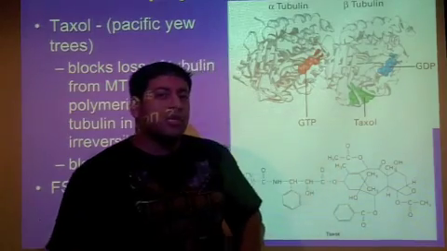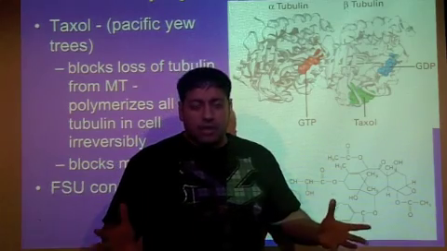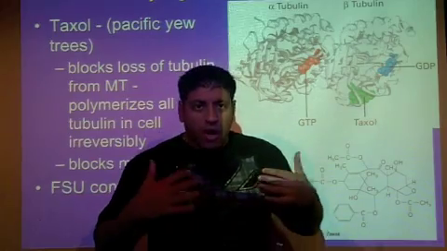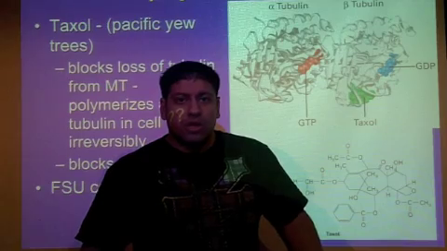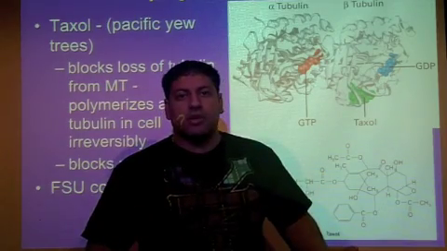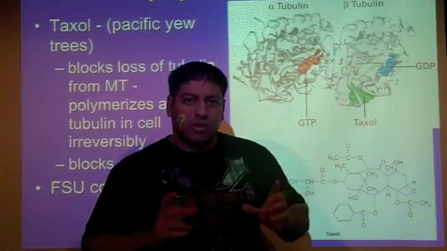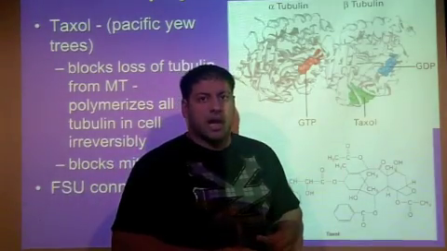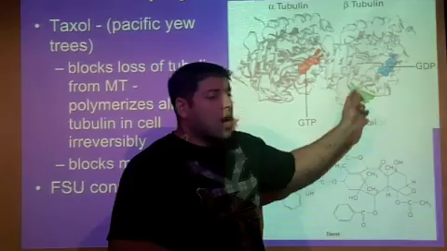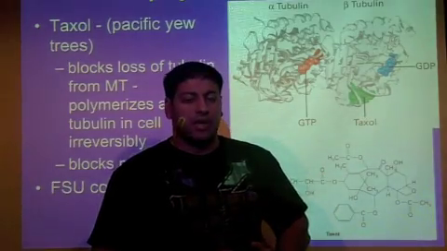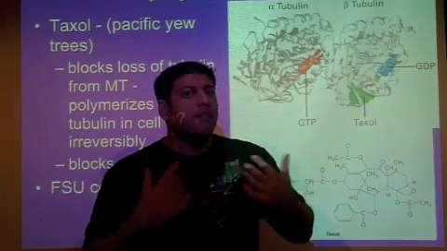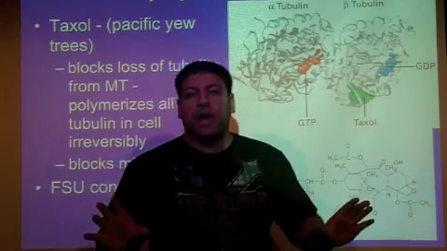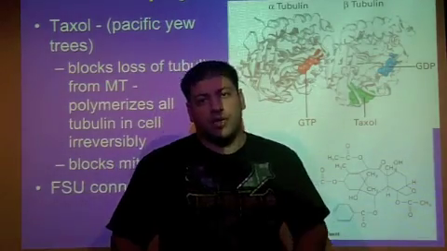And taxol is used to kill cancer cells, because cancer cells are basically cells that are proliferating or replicating out of control. So they're constantly going through mitosis. So taxol is going to target the beta tubulin of the alpha-beta tubulin dimer, help to lock on the GTP in the beta tubulin, and therefore keep the microtubules constantly growing and prevent them from ever disassembling or depolymerizing.